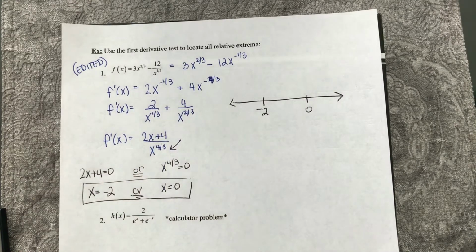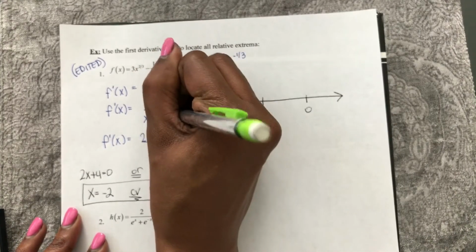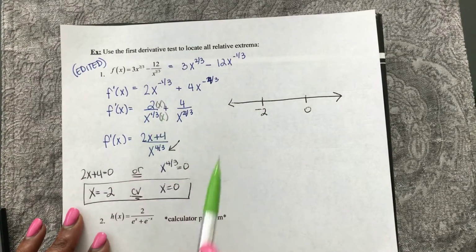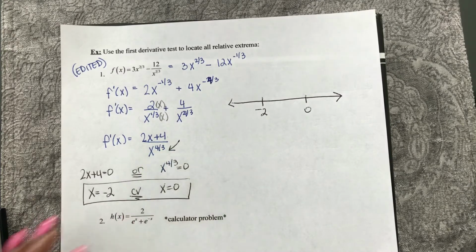And then in order to get a common denominator of x to the 4/3, I had to multiply this term times x to make this denominator x to the 4/3. So I have 2x plus 4 over x to the 4/3.